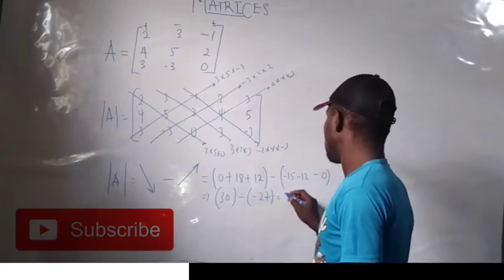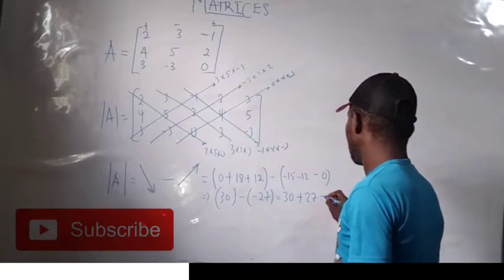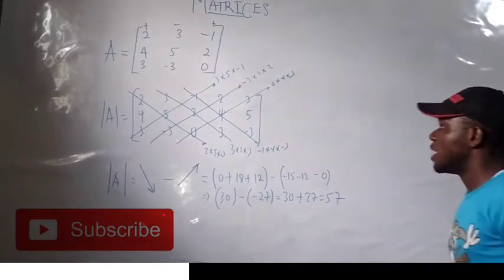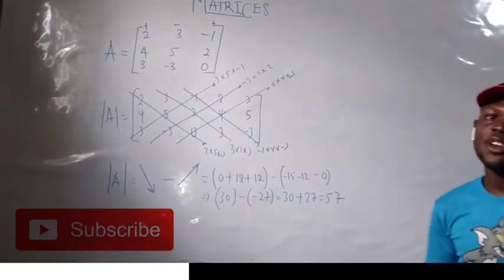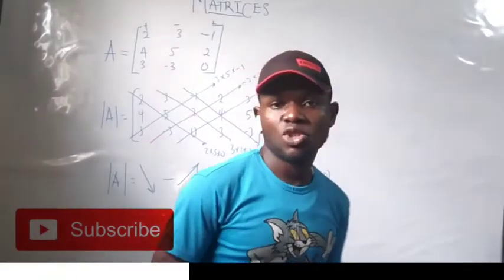So when I do my simplification, I have 30, minus times minus is plus 27, then I come out with what? 57. Now that is using what? Your Sarrus rule. We have the same answer like we had when we did it using Cramer's rule.